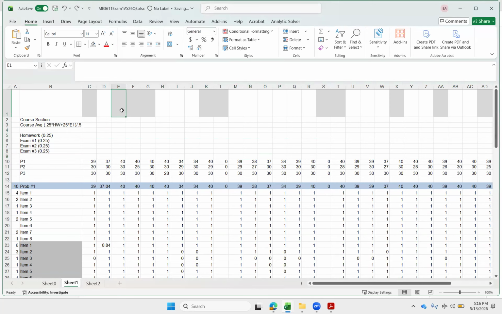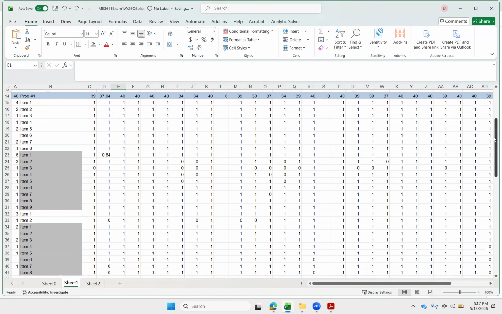What you're going to have in your column individually sent is the course average that you currently have. That's half homework and half exam one right now. And then down in the specific sections, we're going to have a number of items per problem. The left-hand column is the weighting of each item. So problem one in total is worth 40 points. That's all these little items over here.